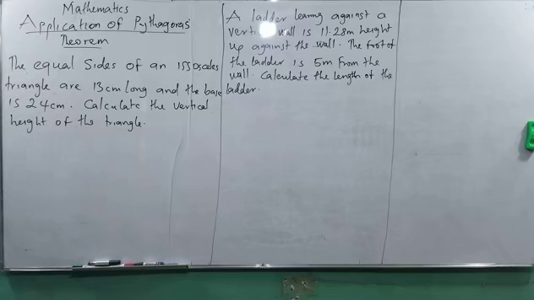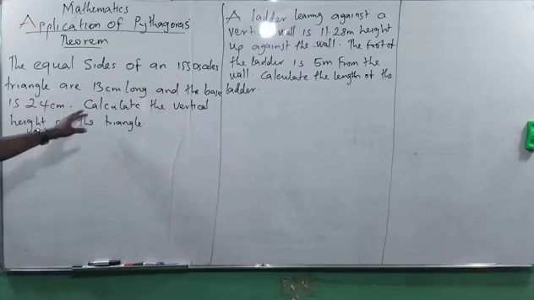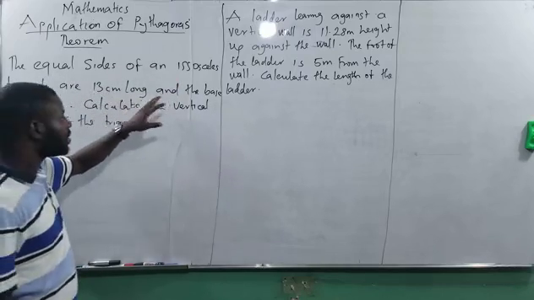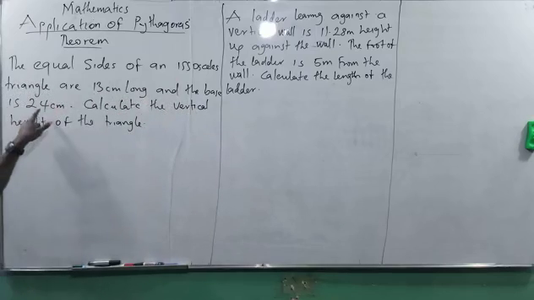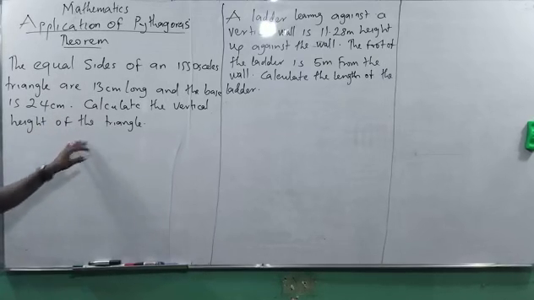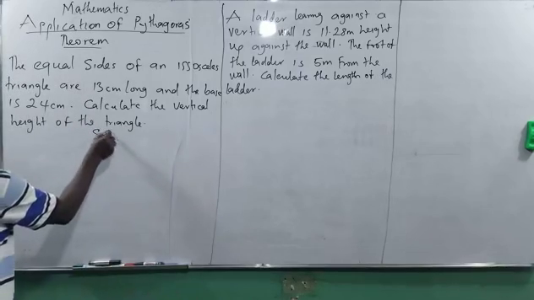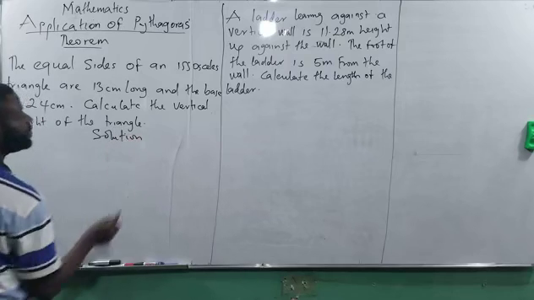Now, look at this problem. There are two problems there. I think I still have more, and I think time allows us to do everything. Now, the equal sides of an isosceles triangle are 30 centimeters long, and the base is 24 centimeters. Calculate the vertical height of the triangle. This is a very nice question that somebody can ask anywhere. Let's see how it will go.